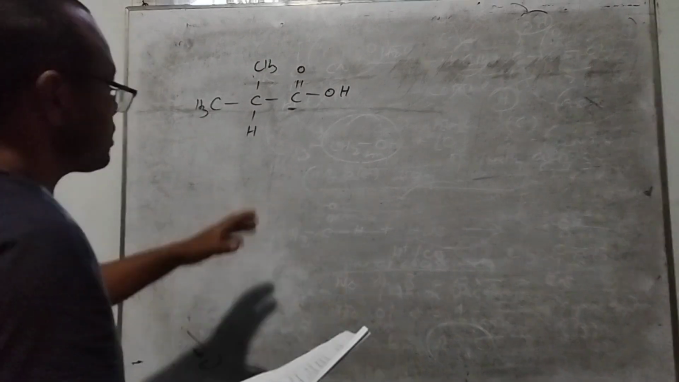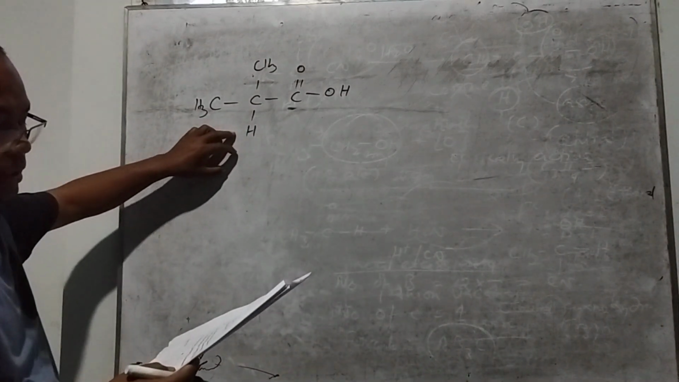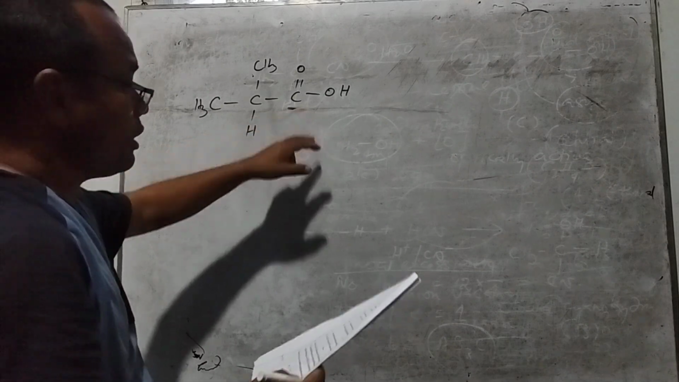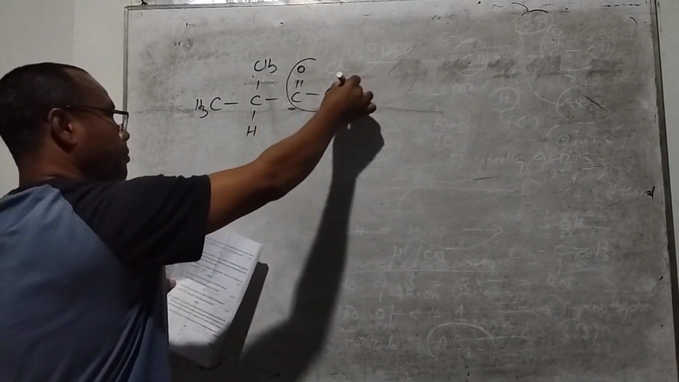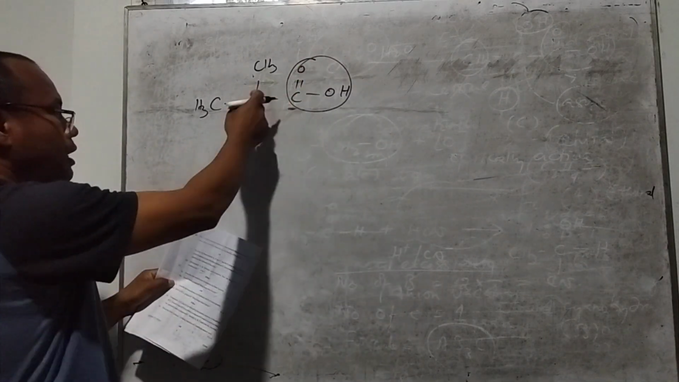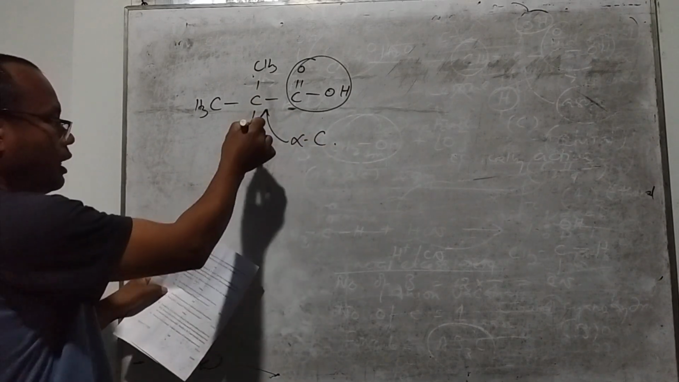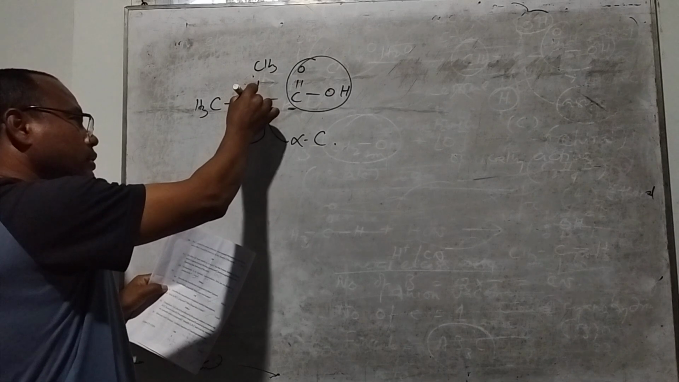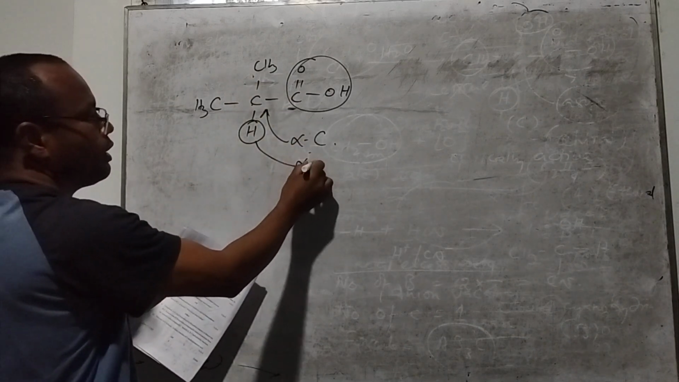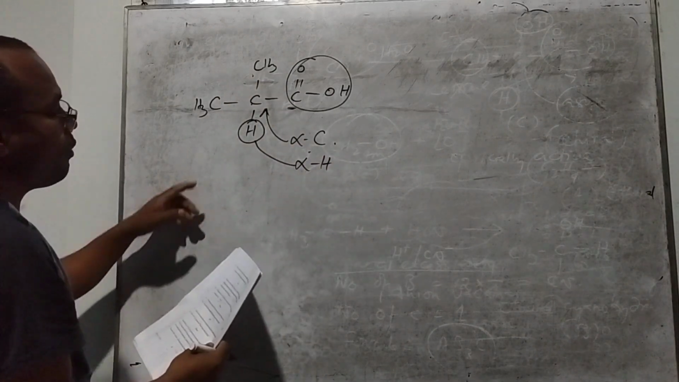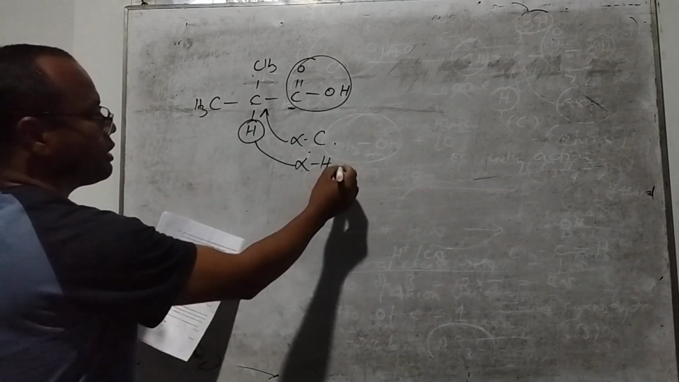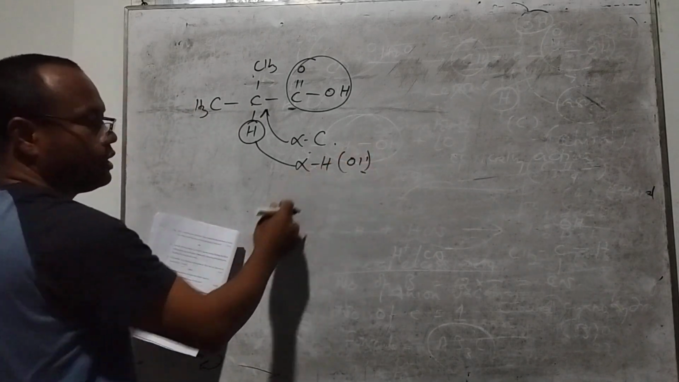Now here, this compound we call 2-methyl propanoic acid. Here, this is the functional group. So the next carbon we call the alpha carbon, right? The hydrogens present at the alpha carbon we call alpha hydrogens. How many alpha hydrogens are here? That is the one alpha hydrogen.